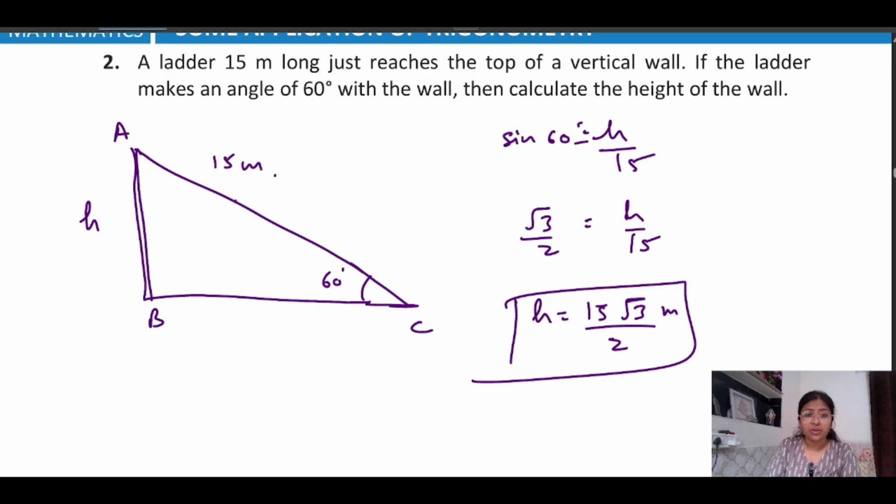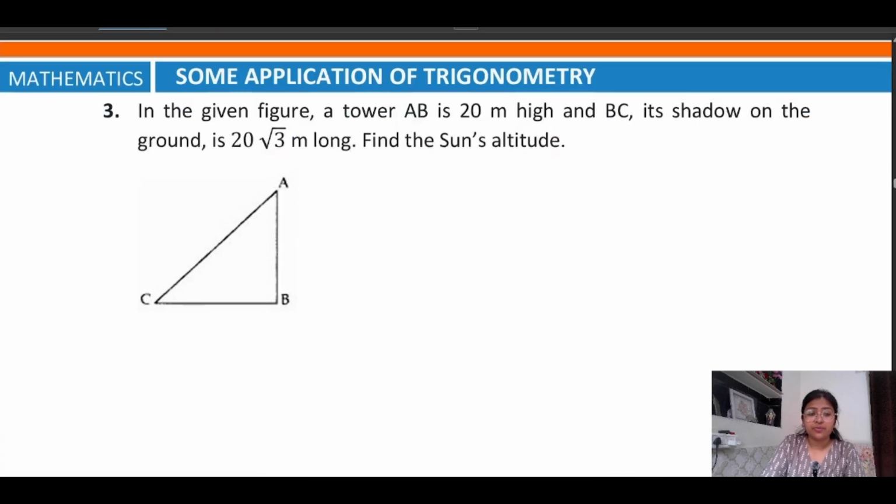Okay, see this question again. Ladder 15 meter long just reaches the top of a vertical wall. If the ladder makes an angle 60 degree with the wall, calculate the height of the wall. Yes, sine 60 is very good. Okay, done. Now we are going to move to the second question.